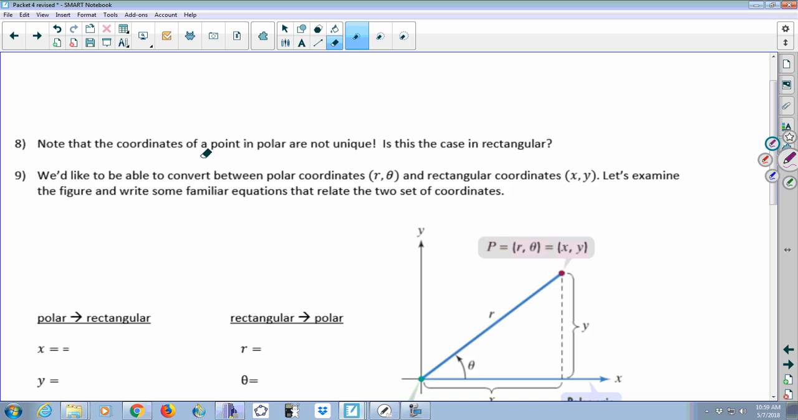How about in the rectangular coordinate system? Is it unique? Is 2, 3 unique? Yeah. Okay, so they are in what we've been used to doing, but they're not here.